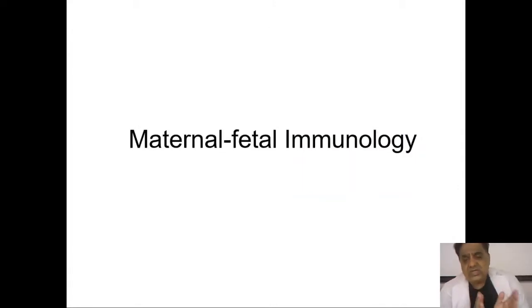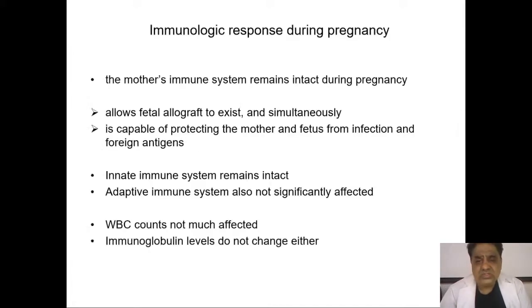Now we come to a little bit of applied concept of immunology, and first is maternal-fetal immunology. Do you know what happens to the woman in pregnancy? What happens to the immune system? There is this misconception that pregnancy is an immunocompromised state. No, pregnancy is not actually an immunocompromised state. The immune system actually remains intact in pregnancy. There is no immunocompromised status as far as the humoral or innate immunity is concerned in pregnancy.